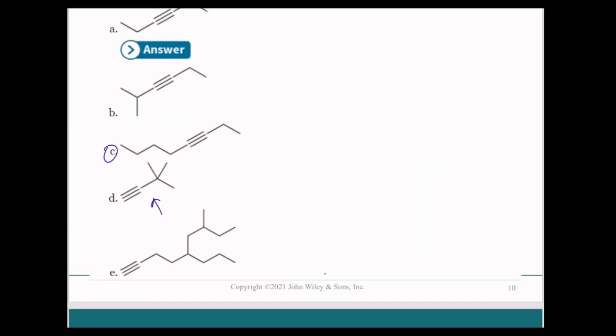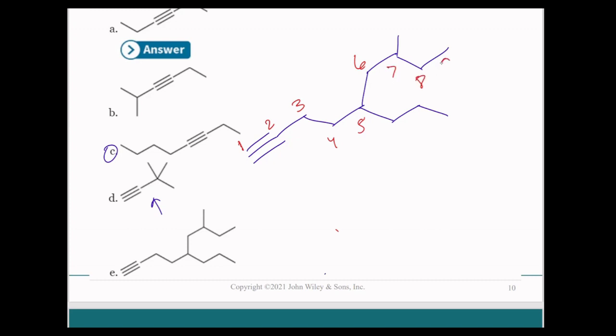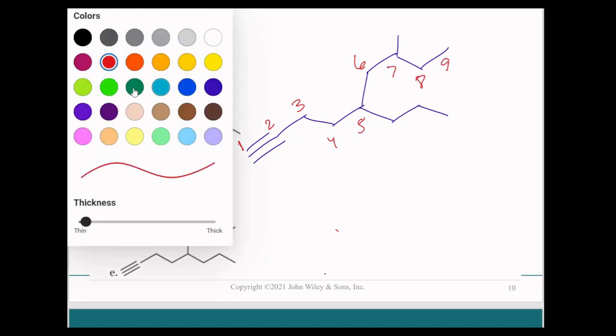Okay, for the last example, E, we get a little bit more complicated. So let's go ahead and do the last example on this page. All right, so let's number and see what our longest carbon chain is. 1, 2, 3, 4, 5. Now we could go either up or down at this point, and I'm going to go up first. 6, 7, 8, 9. So along the red path I have 9 carbons.